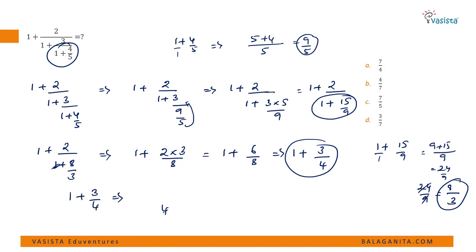I'll take LCM 4. So 1 4s are 4, 1s are 4 plus 3, that is 4 is divisible by 4, 4 1s are 4, 1 into 3 is 3, which is going to become 7 by 4. The option 7 by 4 is the right one.